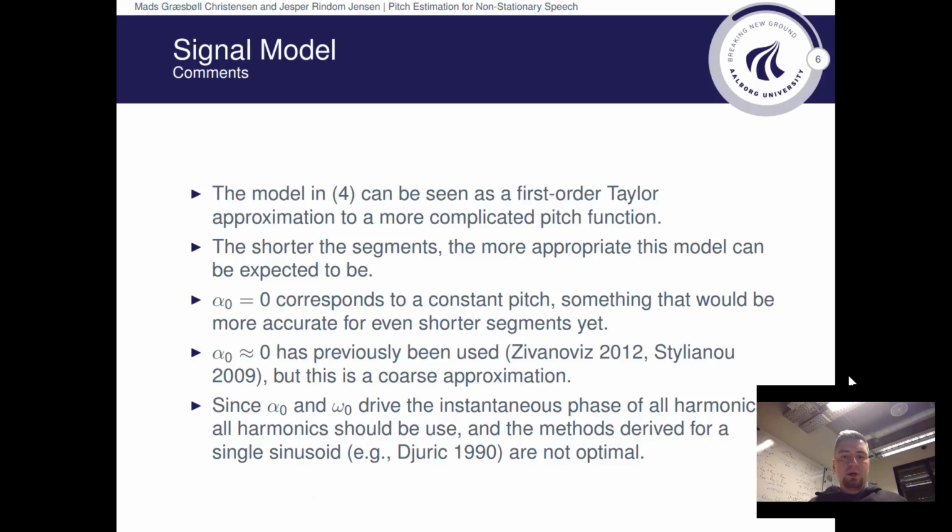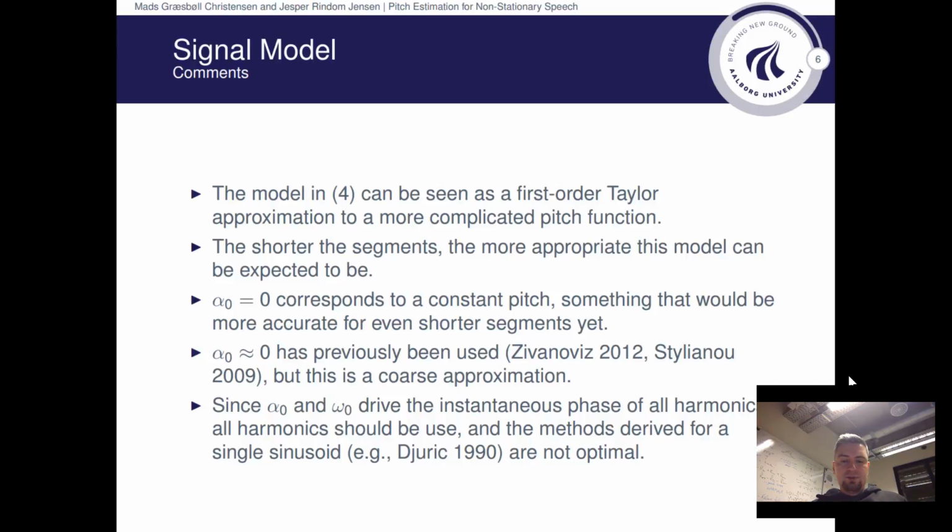Okay, so the model we just saw on the previous slide in equation 4, you can think of that as a first order Taylor approximation of a more complicated, possibly nonlinear pitch function. And the shorter the segments, the more appropriate this model can be expected to be. And with alpha 0, this corresponds to a constant pitch, and this would be valid then for even shorter segments still.